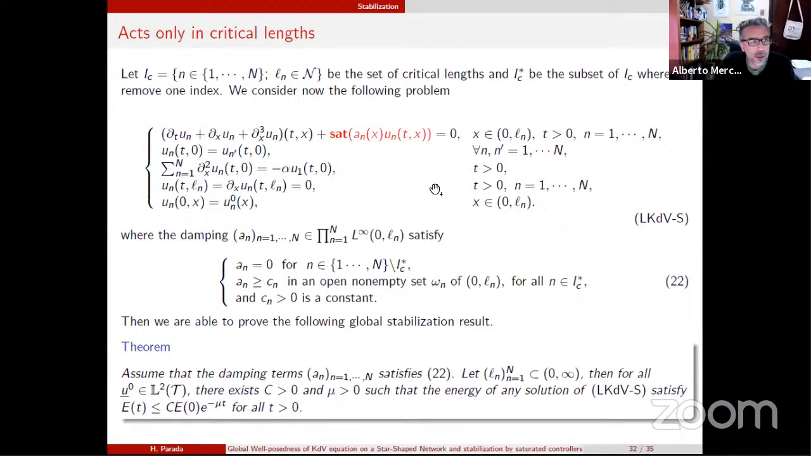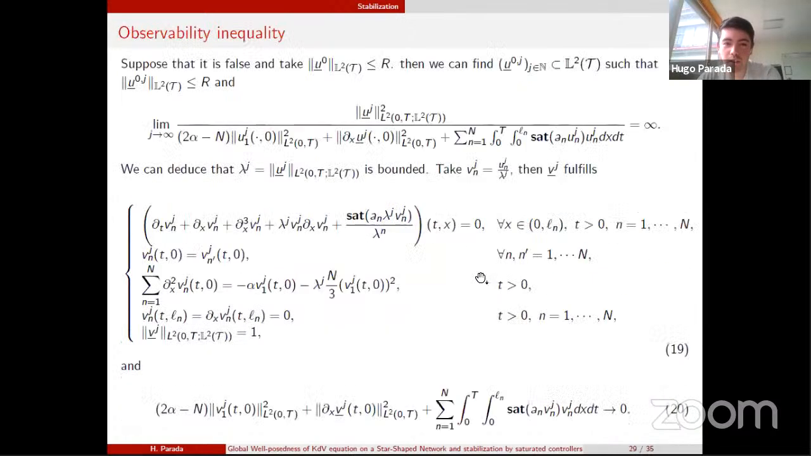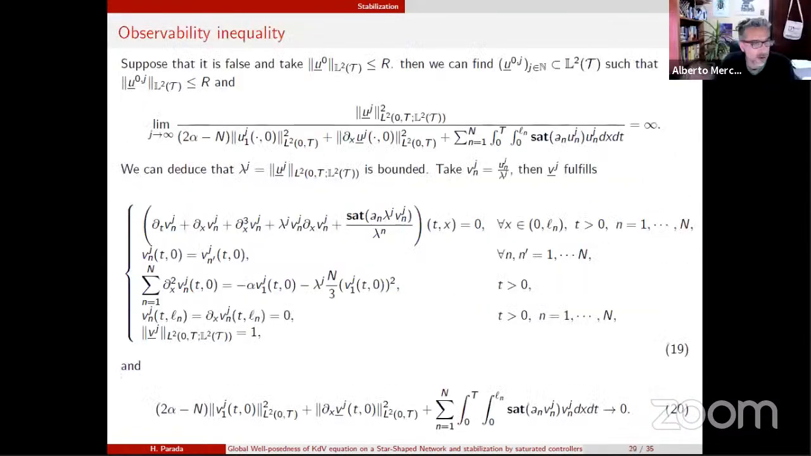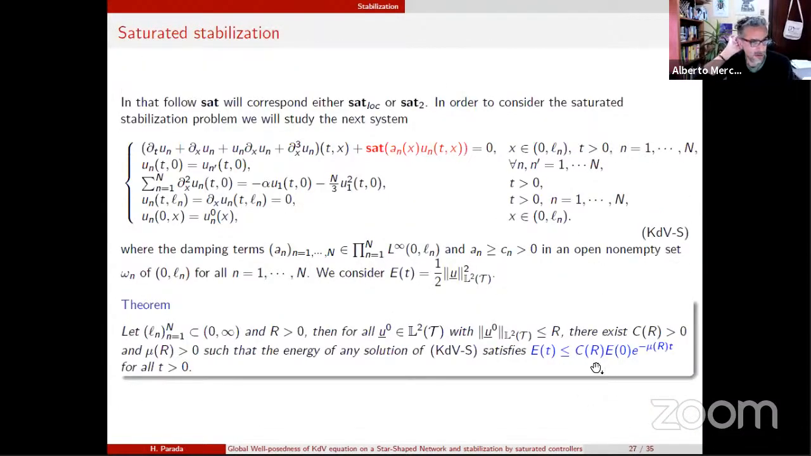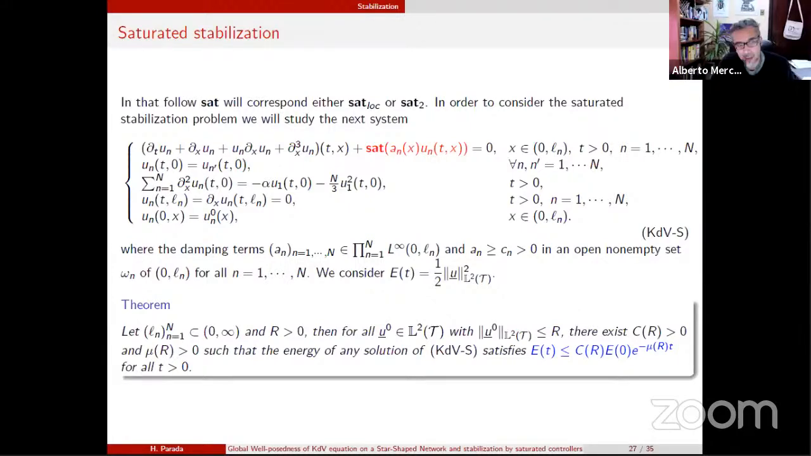Another question, Hugo. In the stabilization, how does the rate mu depend on R? Oh, it's not easy to obtain this. For the method, no? Yeah, it's for the method, because you prove it by a contradiction argument, so you don't have a good estimate of the observability constant, and mu depends on the observability constant. So you don't. Okay, yeah.